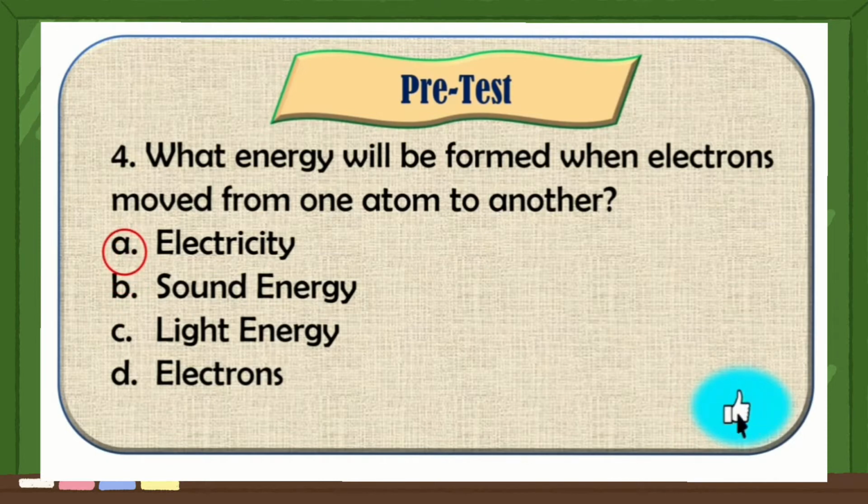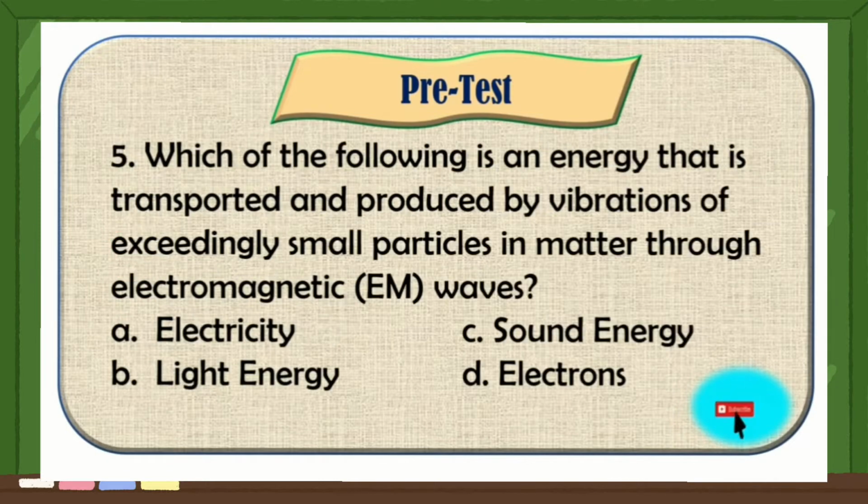Next question, question number 5. Which of the following is an energy that is transported and produced by vibrations of exceedingly small particles in matter through electromagnetic or EM waves? A, electricity, B, light energy, C, sound energy, or letter D, electrons? So the correct answer is letter B, light energy.